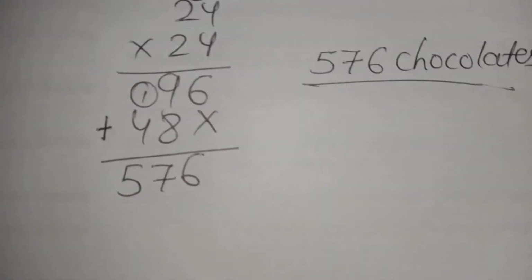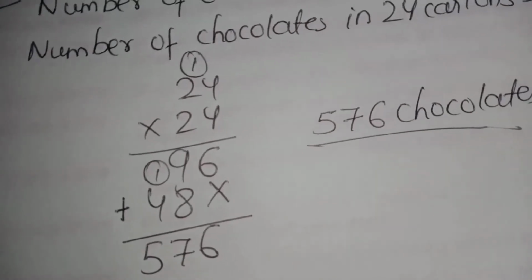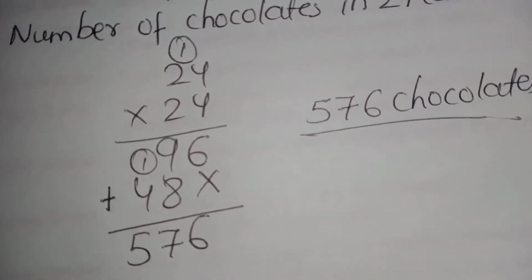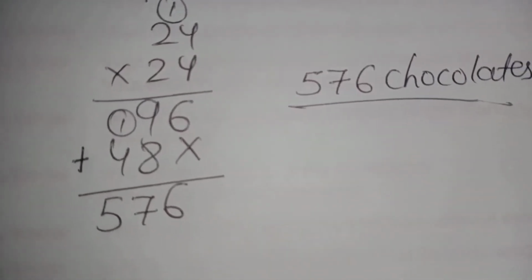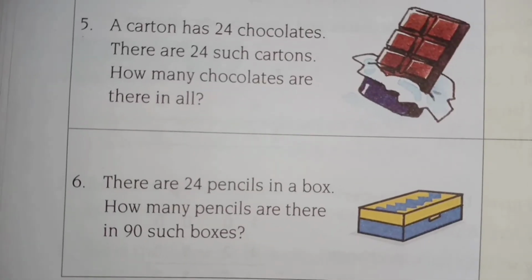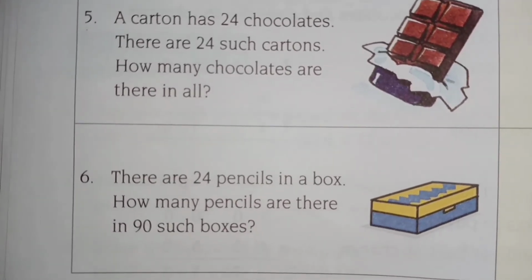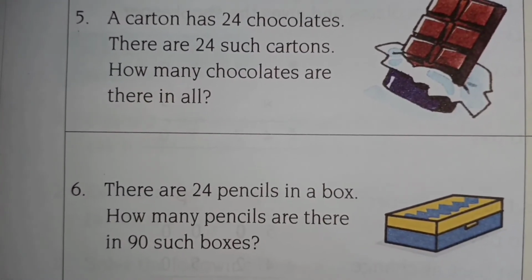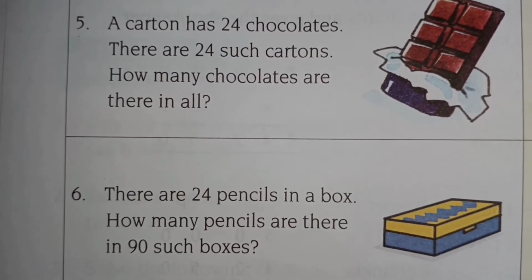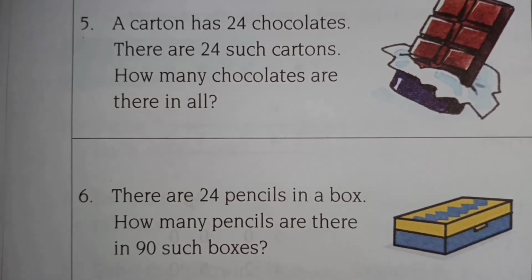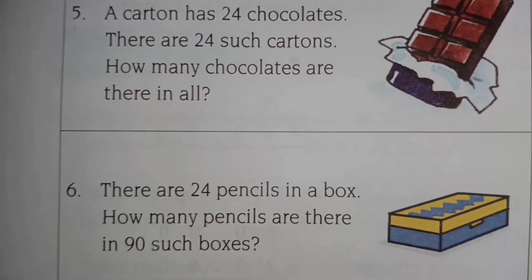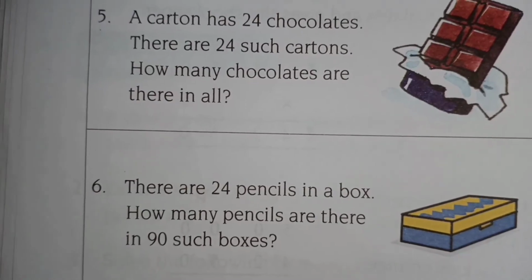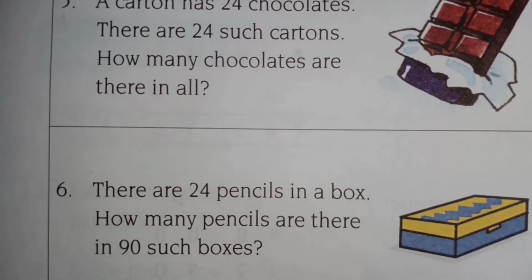Now one more question is the last question of this exercise, then we will complete this chapter. Now question number 6, this is the last question. There are 24 pencils in a box. How many pencils are there in 90 such boxes? So in one box, how many pencils are there? 24 pencils. So in 90 boxes, how many pencils will be there?